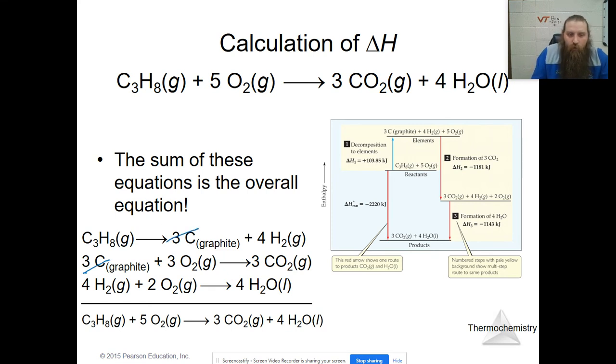So 3 carbons, right? This one's on the product side. This one's on the reactant side. I've got, let's see here, 4H2, 4H2, right? That's a product. That's a reactant. Cancel it out. 1 propane. I've got 3 plus 2 gives me a total of 5 oxygens. All right. I've got 3 CO2s and I've got 4 waters. So these steps add up to that. And that's the essence of Hess's law, right? We're breaking down a complex conversion into simpler reactions.